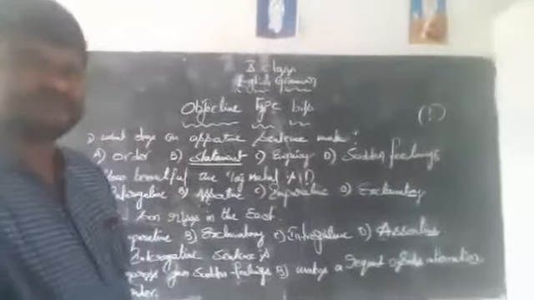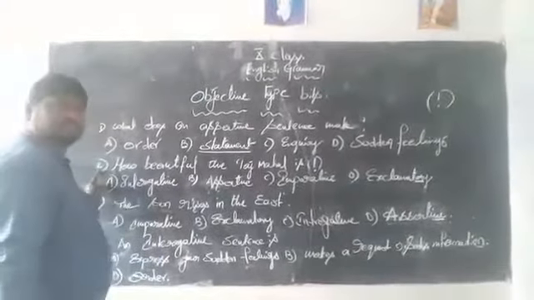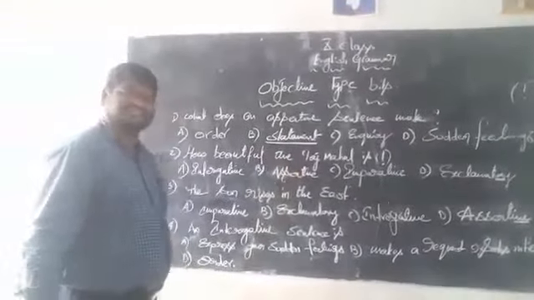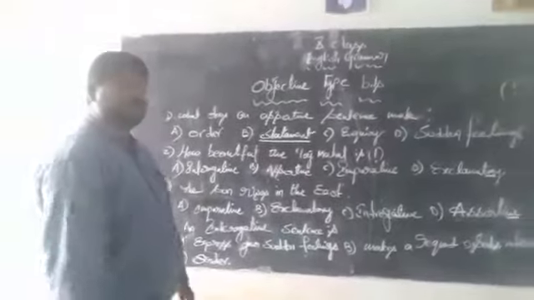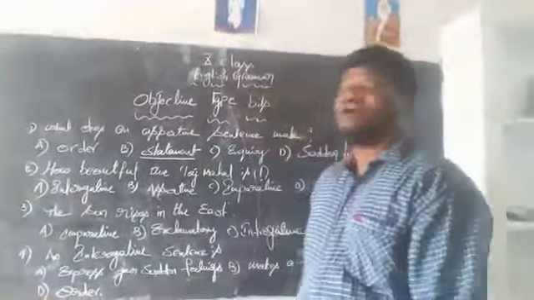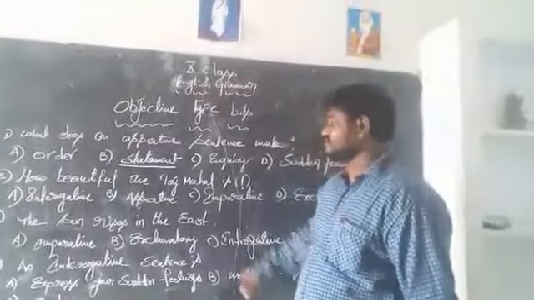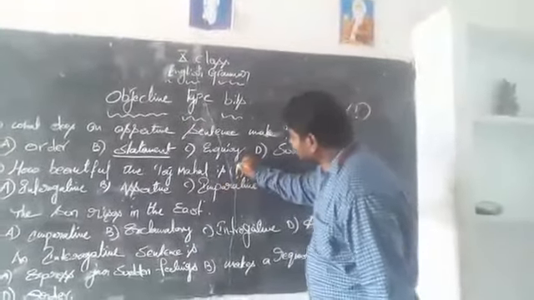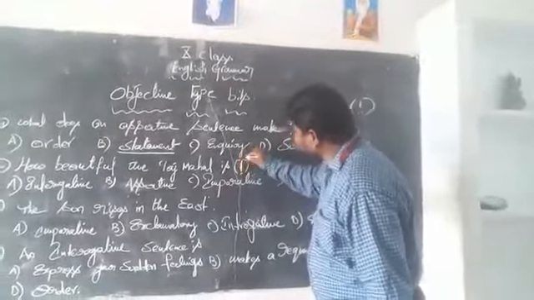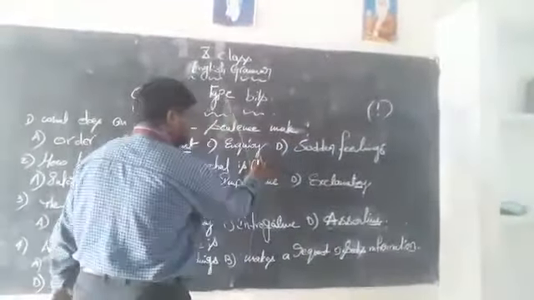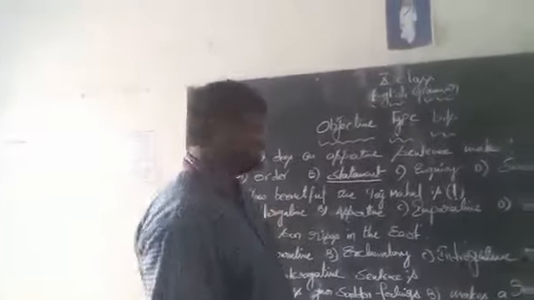Okay, my dear children. And then the second one is: How beautiful the Taj Mahal is. It is very easy to recognize and identify the answer. Why? Because of how beautiful the Taj Mahal is. In the end, we have the exclamatory mark. Where we use the exclamatory mark, you immediately catch the answer.